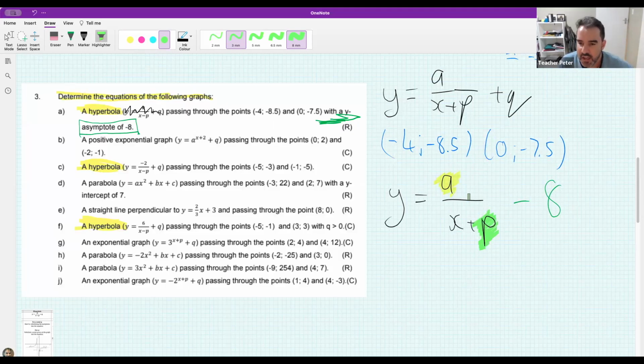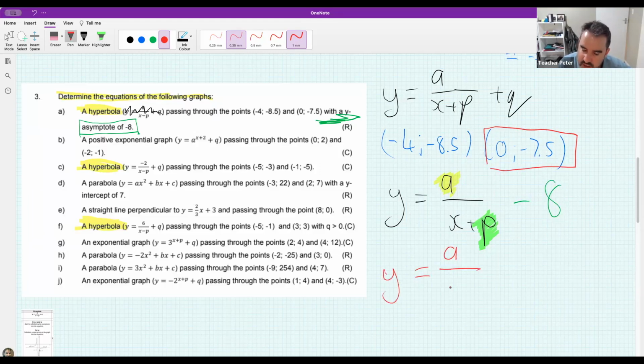So how do we find values that are unknown here? What do we normally do? We sub in the points. So let's take this one and sub it into the equation. We're going to get y equals a over 0 plus p, minus 8. But what should the y be? The y should be -7.5.